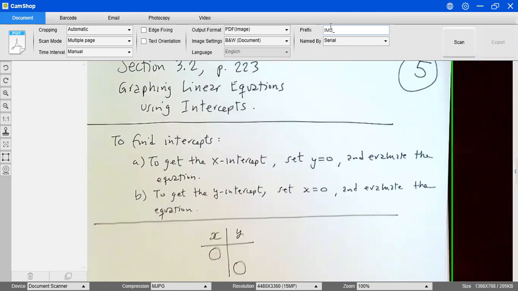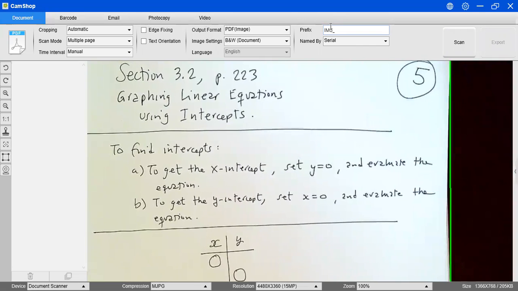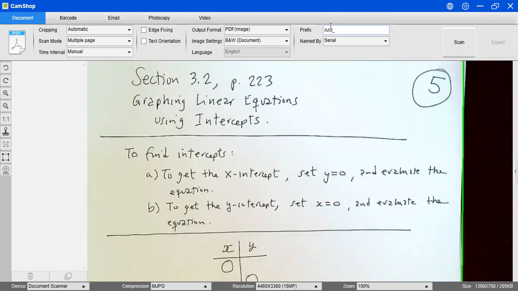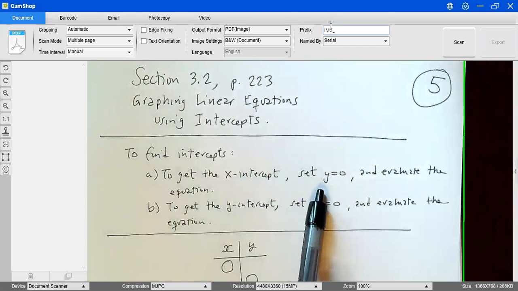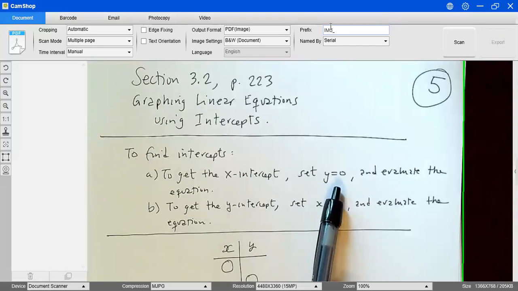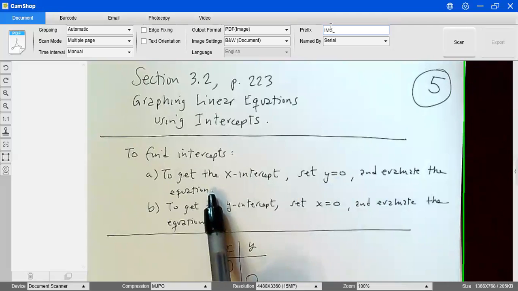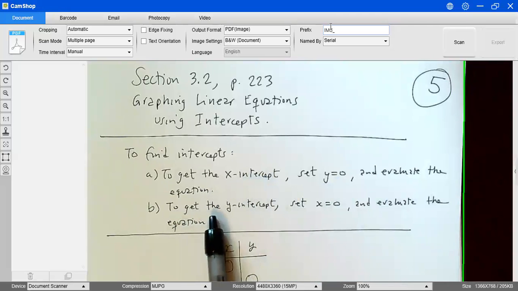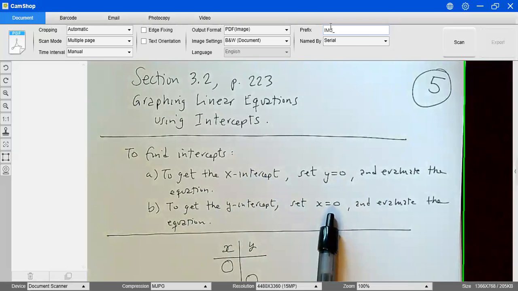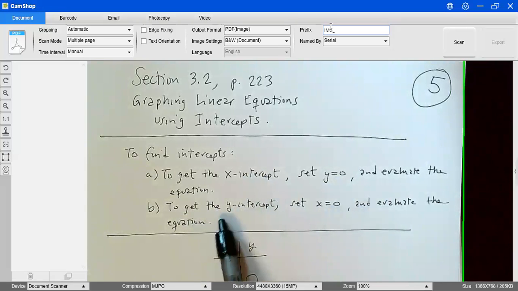To find intercepts, you just need to follow the following procedure. To get the x-intercept, you set y equal to 0 in the linear equation, and you evaluate that equation to find the value of x. If you want to obtain the y-intercept, then you set x equal to 0 and evaluate the equation to obtain the corresponding value of y.